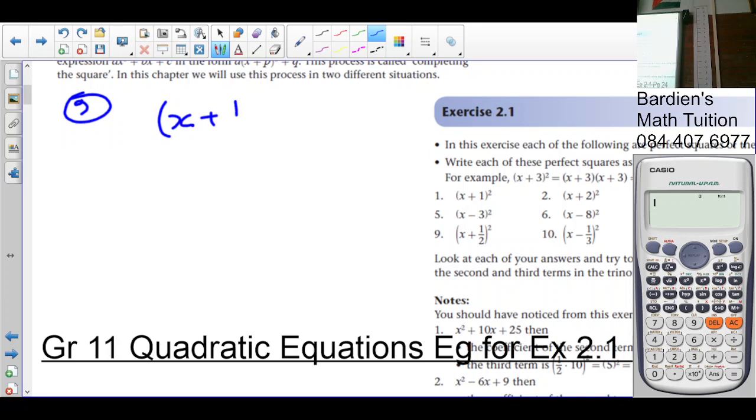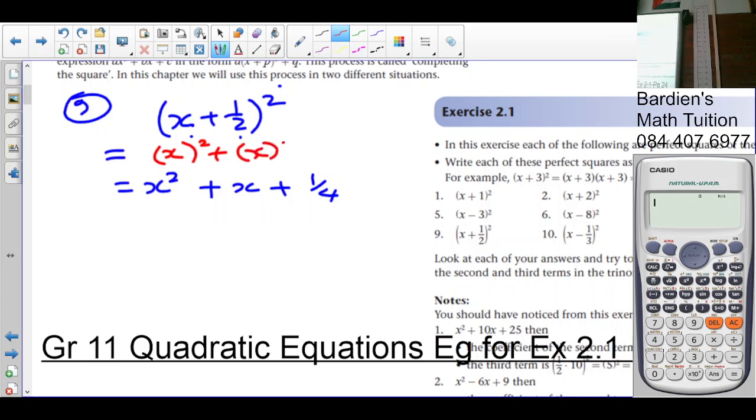Okay. So x plus a half squared. What do we say? Square the first term, which is going to give us x squared. Then that first term times the second term times 2, so it's going to give you positive x. Plus a quarter. If you didn't know that, we go with the first term squared plus the first term times the second term times 2, and then plus the last term squared. You all agree with that? Any confusion? No.